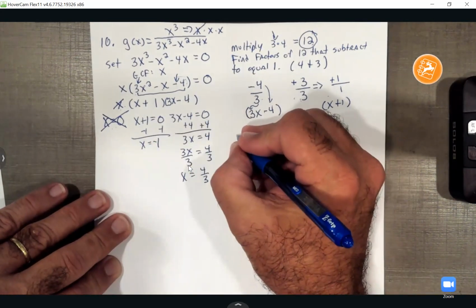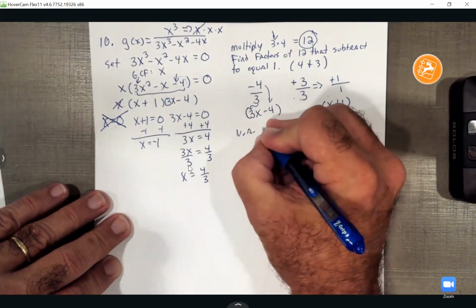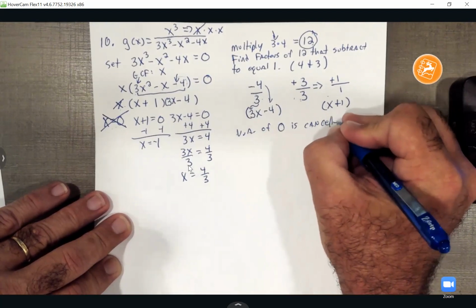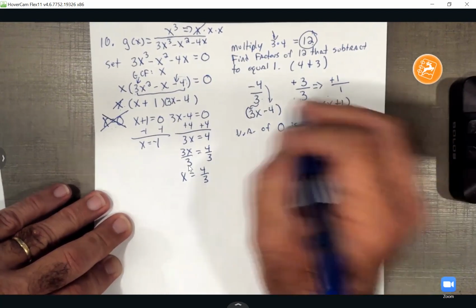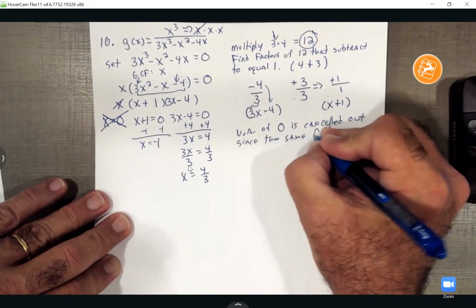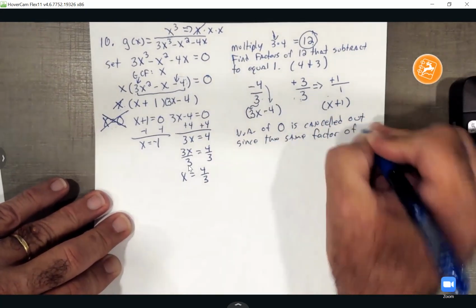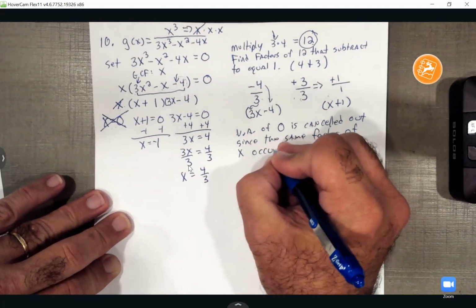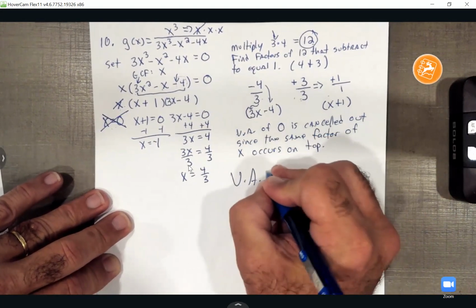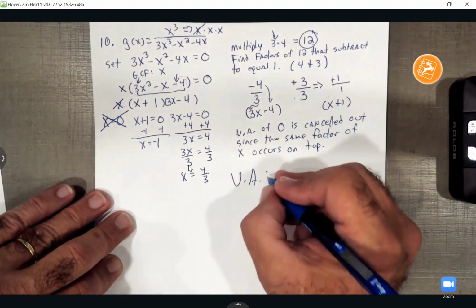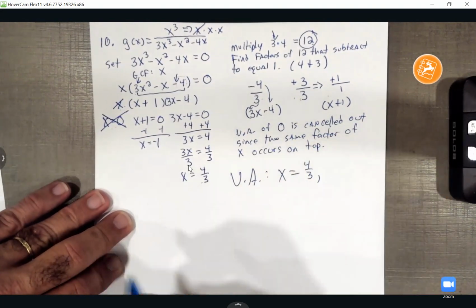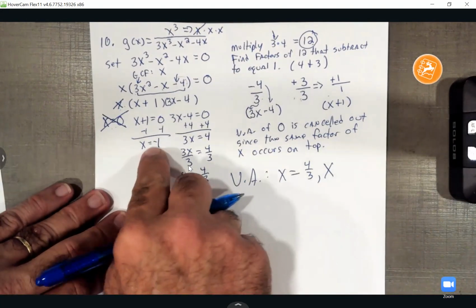So the vertical asymptote of 0 is canceled out, since the same factor of x occurs on top. That means my only vertical asymptotes are going to be x equals 4/3 and x equals negative 1.